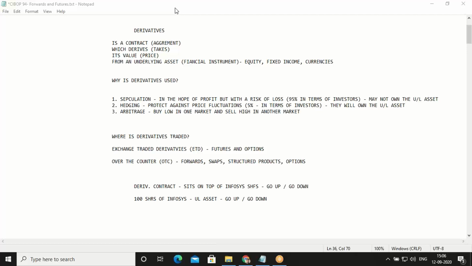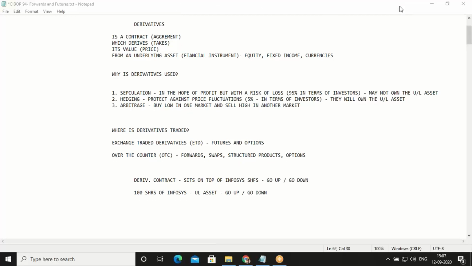Can you please explain the last part again, the derivative contract of Infosys? So what I'm saying is that if you own 100 shares of Infosys, that's your underlying asset. If the share price of Infosys goes up, and let's say you have entered into a derivative contract as well, so will the derivative contract go up. If Infosys share price comes down, so will the derivative contract. And look how the definition that we've used is that it's taking its price from the underlying.